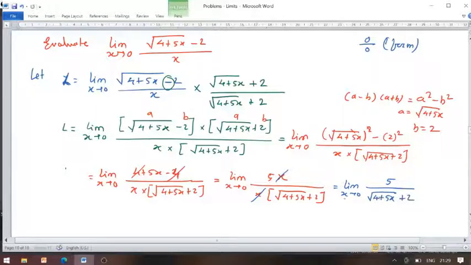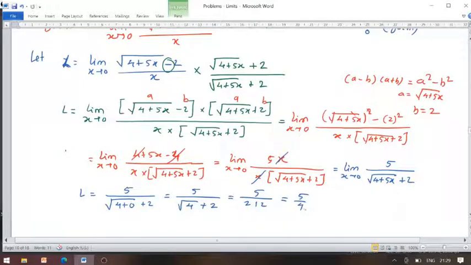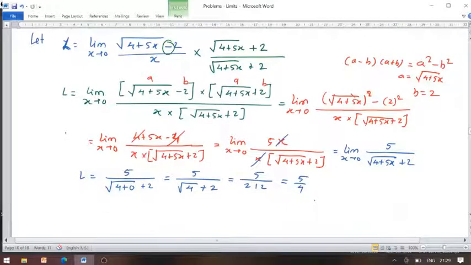Now let's apply the direct method of limit for finding the value of the given limit. That means we replace x by 0. So 5 into 0 is 0, plus 2. We get 5 divided by root of (4 + 0), which is root of 4, which becomes 2. 2 plus 2 is 4. There is no common divisor except 1 between 5 and 4. So the value of the given limit becomes 5 by 4.